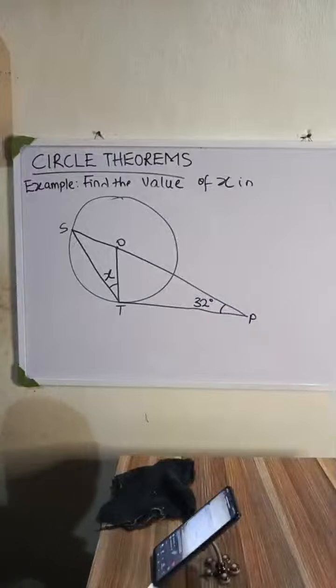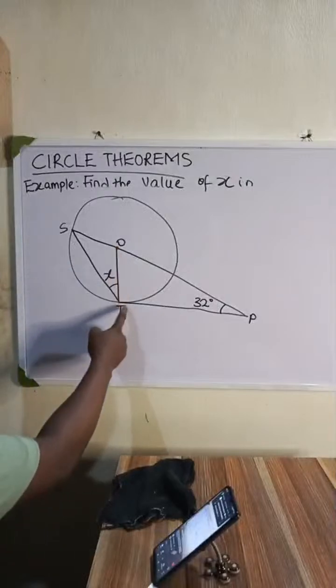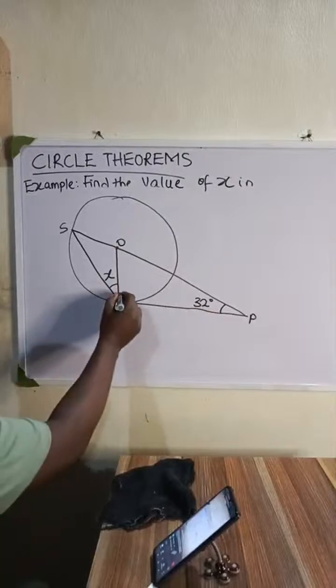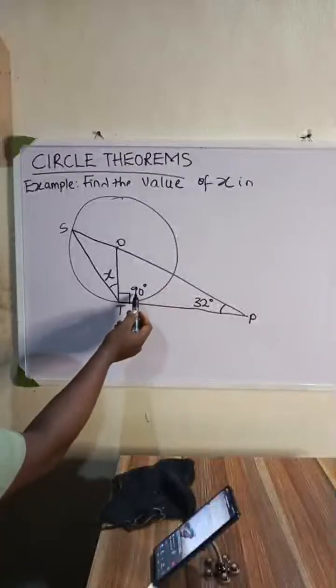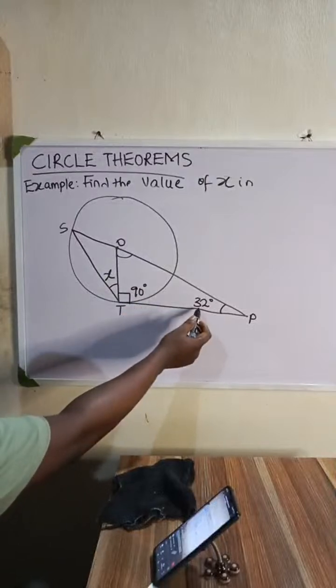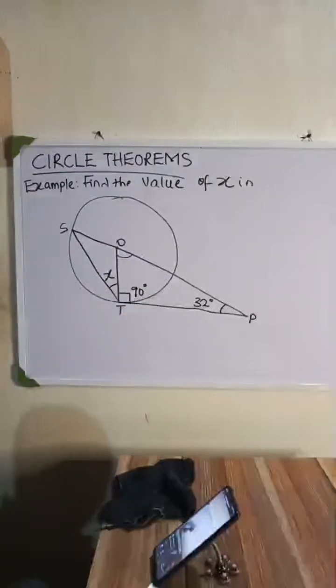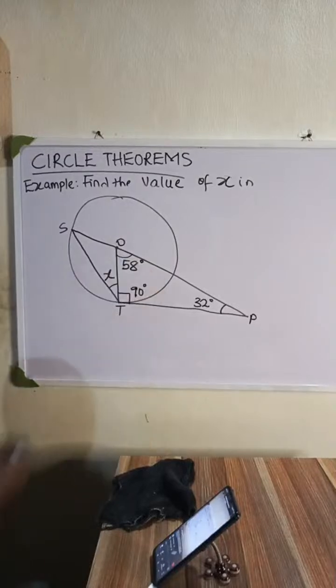Okay, let's see it, because my time is up. I have tutoring in the next 12 minutes. Okay, so if you look at this point, a radius is meeting a tangent. That means this angle here is 90 degrees. So if this angle here is 90 degrees, this angle here is 90 plus 32, which is 122. 180 minus 122 is going to give us 58 degrees. So here we have 58 degrees.